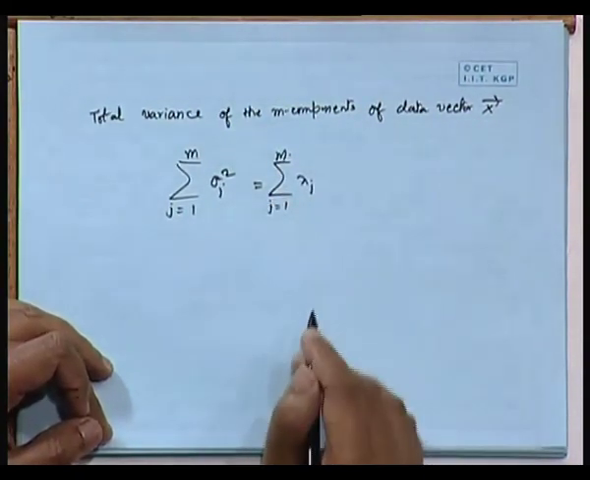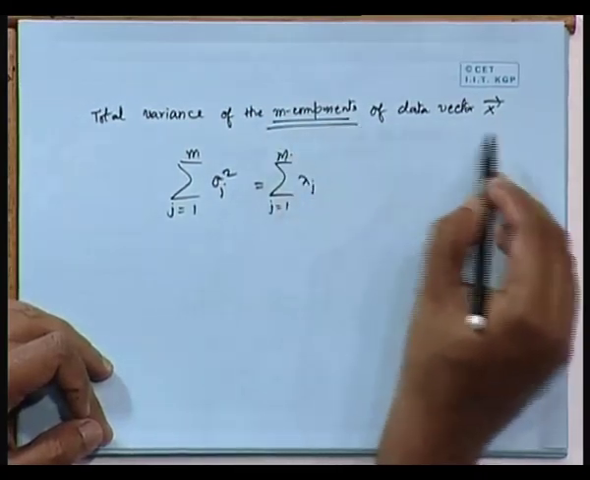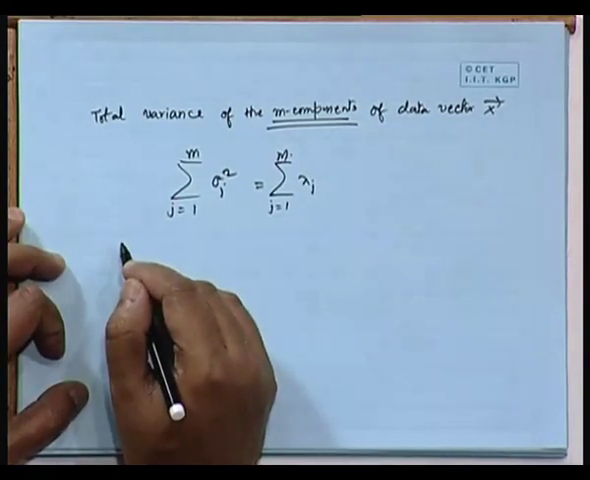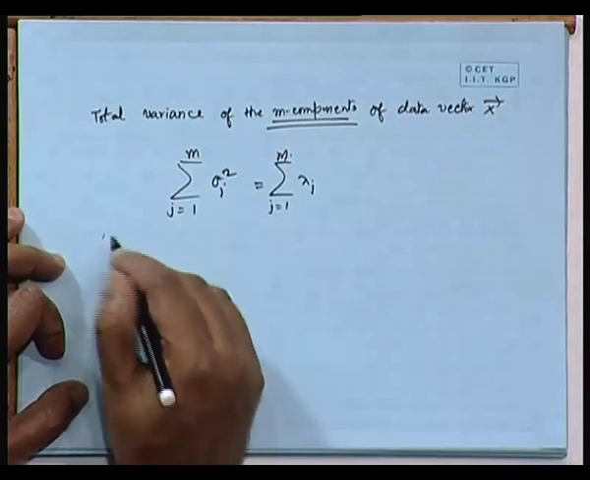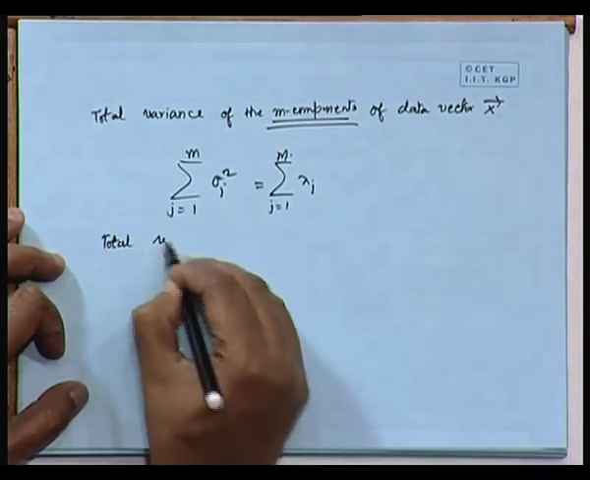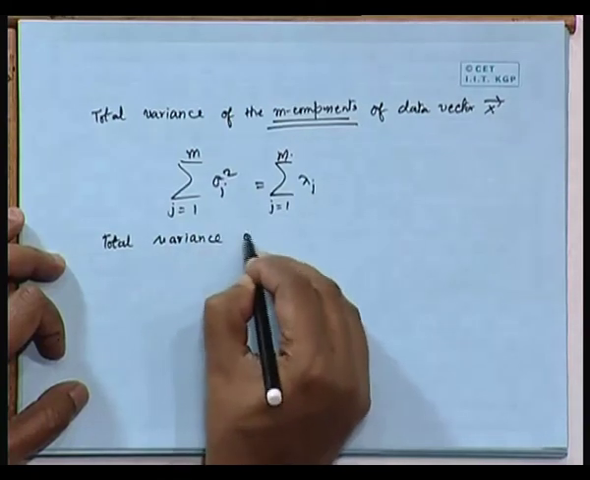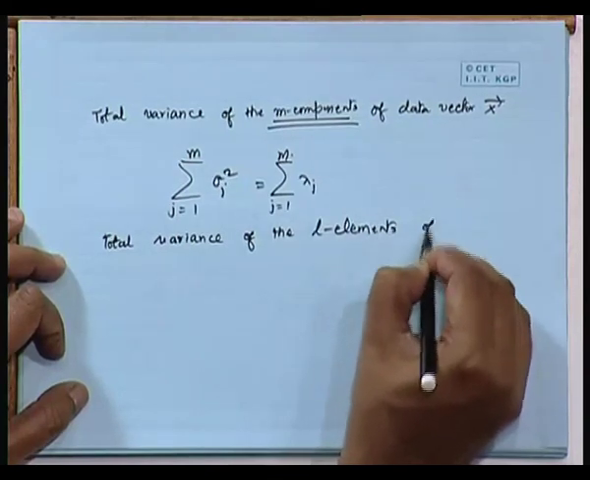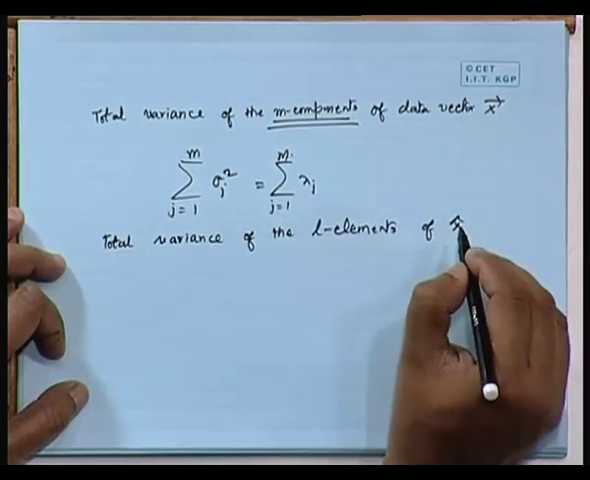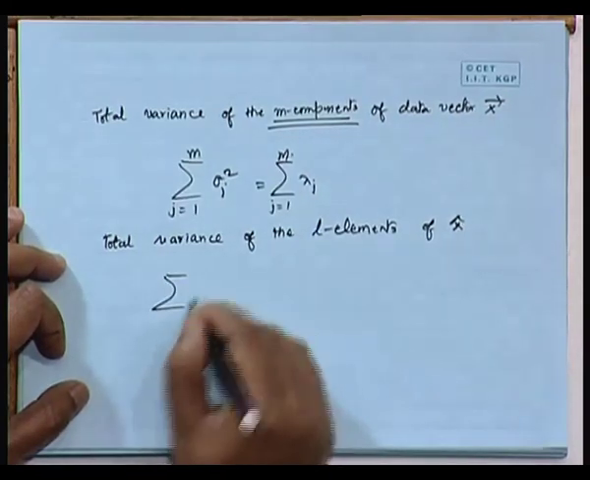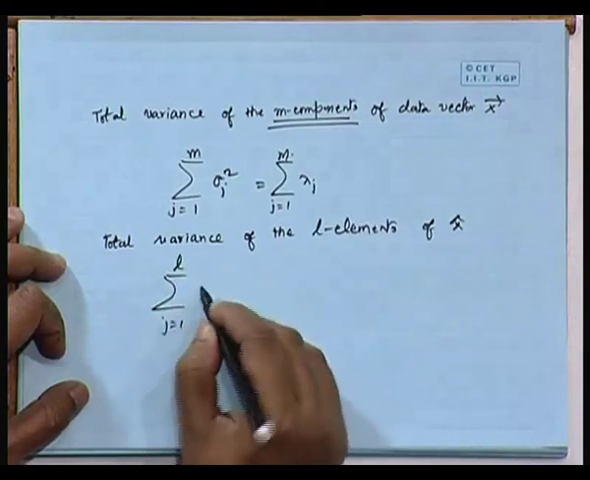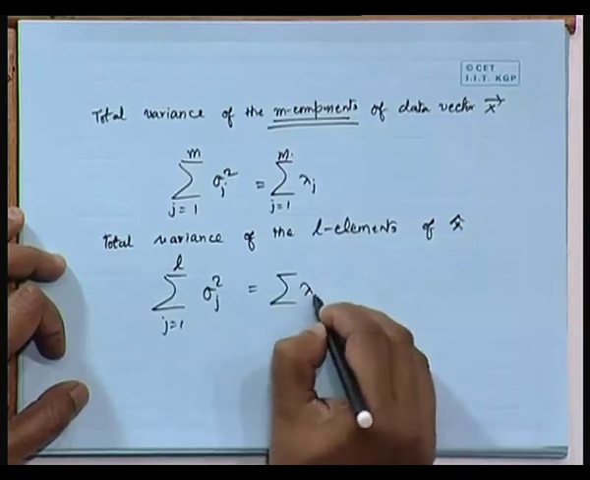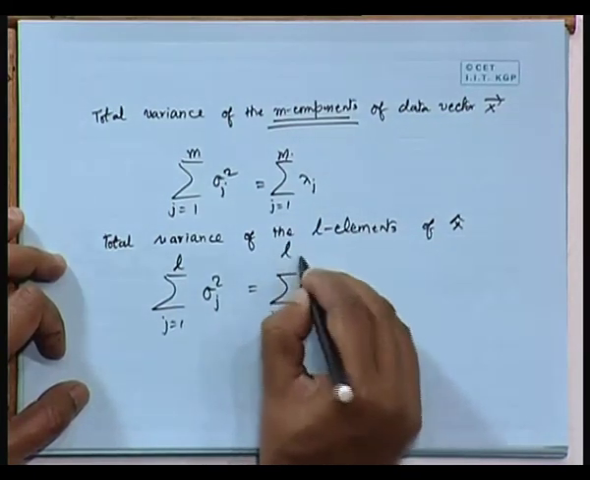And so, if this is the variance of the m components, then the total variance of the L elements of the approximating vector x, if we take the L elements of that, is the summation j equals 1 to L of sigma square j, which is equal to the summation of lambda j, j equals 1 to L.